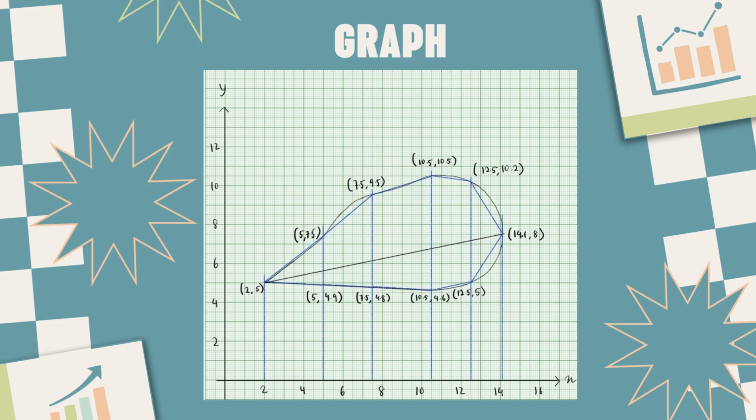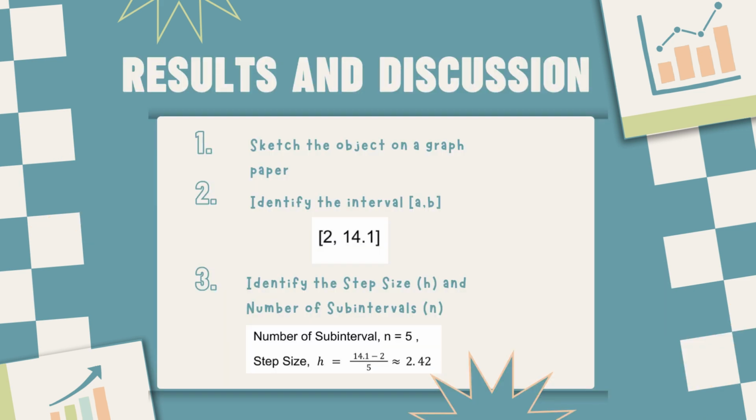As you can see, this is the object that we selected, which is the correction tape. We plotted it to make the calculation easier, and we divided the shape into several trapezoids to calculate using the trapezoidal rule. We move our discussion on to the next part, which is the results and discussion.